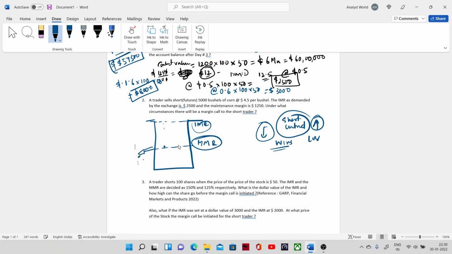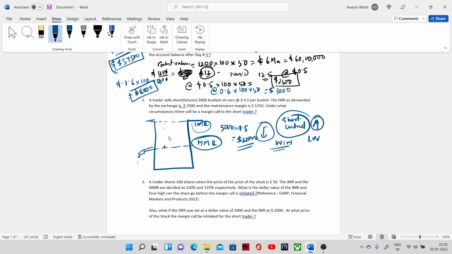Okay, so the same thing happens in case of a short. Whatever is applicable to long is applicable to short as well. So let's just solve the problem here. The trader sells short 5,000 bushels of corn at the rate of $4.5 per bushel. So what is the value of this contract? That's easy. That's 5,000 multiplied by 4.5. So that is around 22,000 US dollars.